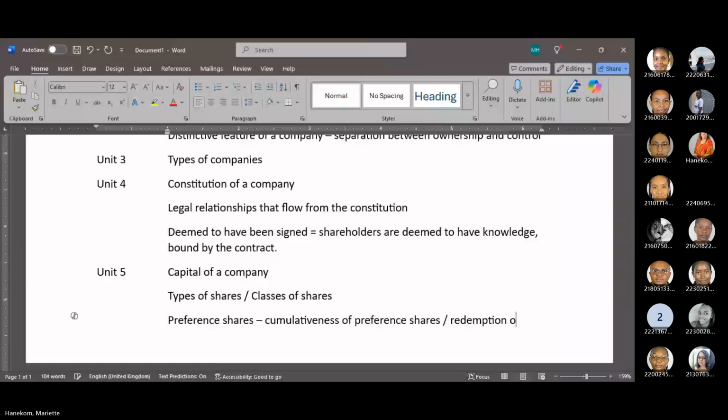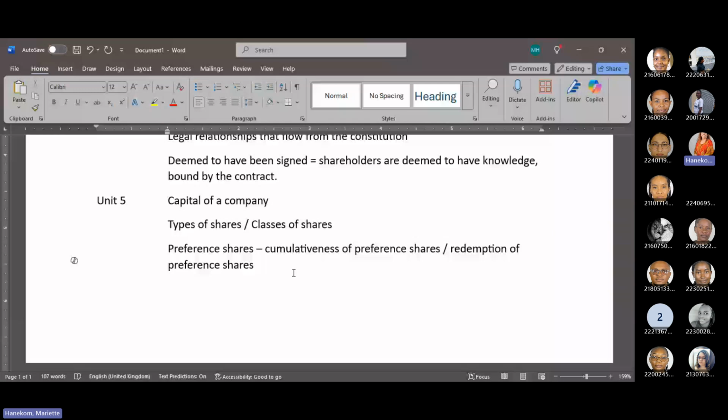Also, the redemption of preference shares. Certain preference shares are issued as being redeemable. When they will be redeemed and at what premium, at what profit, will be stated in the conditions of issue. So when you acquire preference shares, you know that you acquire them and they will be redeemed at a certain time. It doesn't give you the right to want to give them back or sell them back to the company before that time.